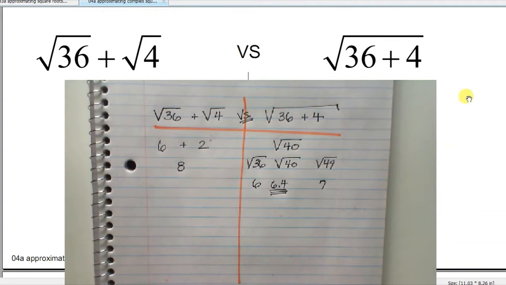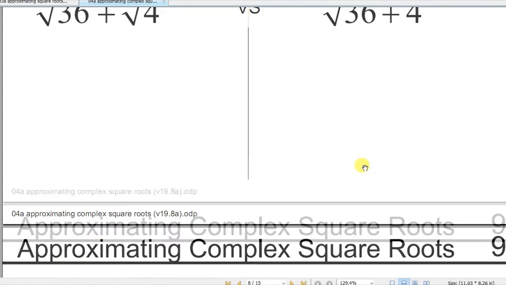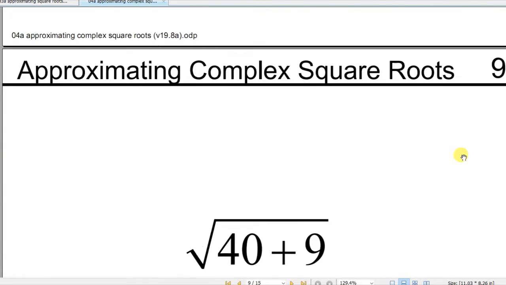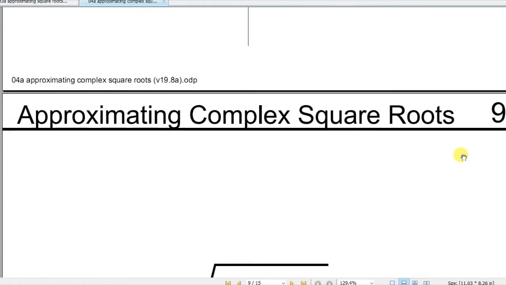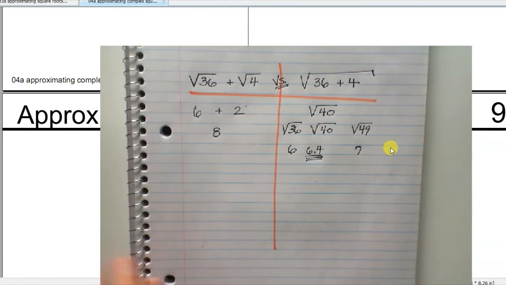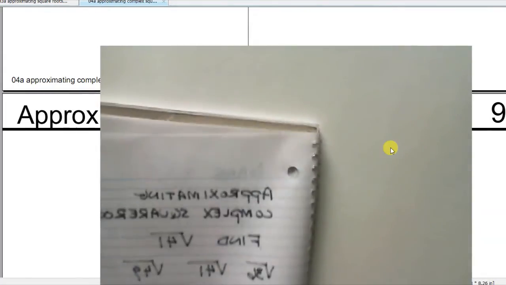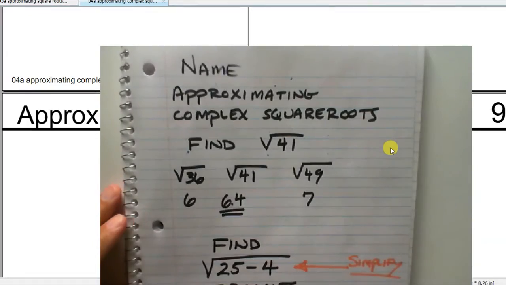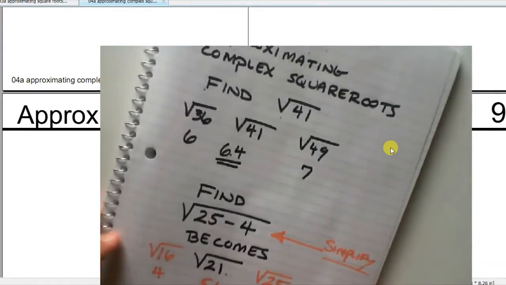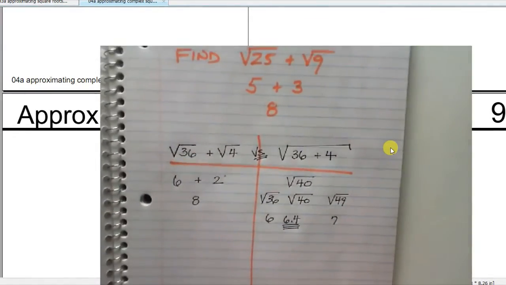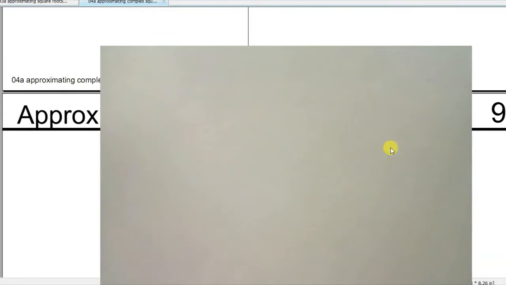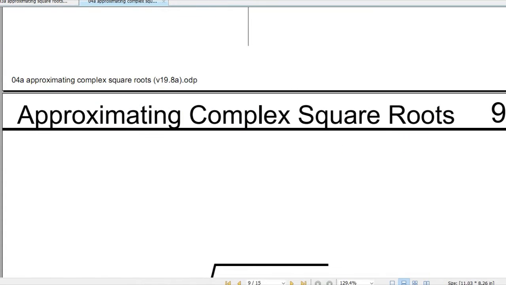Okay, I think that's going to be it for the notes. Yeah, it is. So let's do some together. Our notes are done. So what did we have in our notes today? We had our title, approximating square roots, probably about a page of notes, a couple examples. Now we're just going to do some practice. This is not notes. The notes are done. Now we're just practicing together.